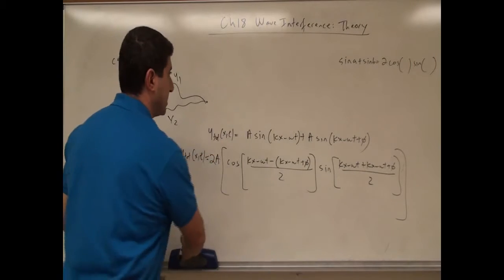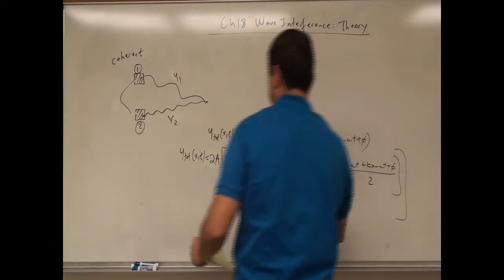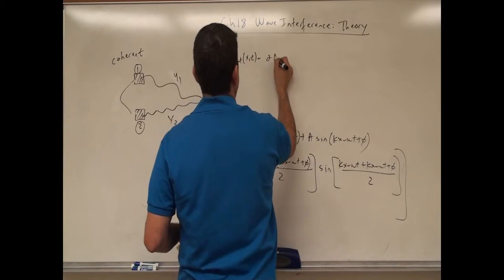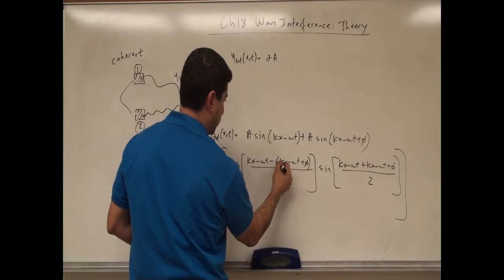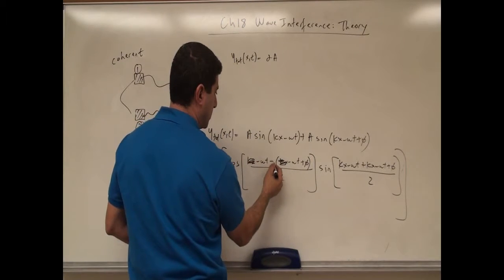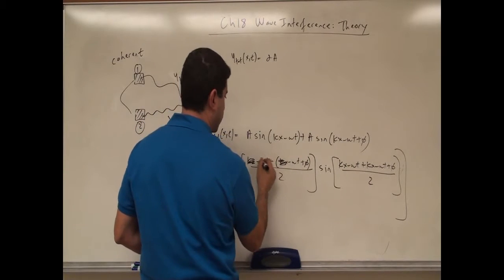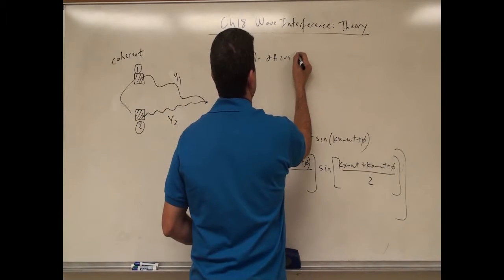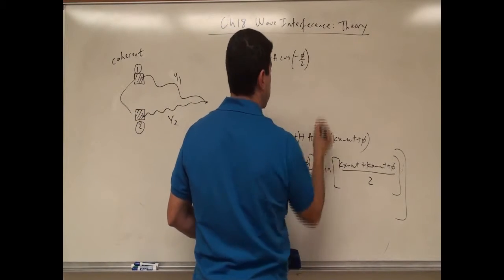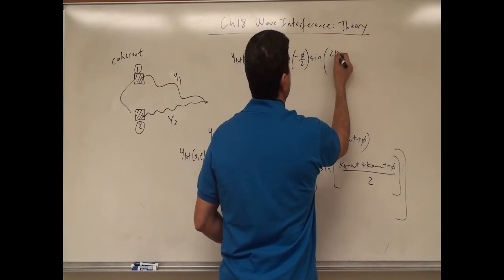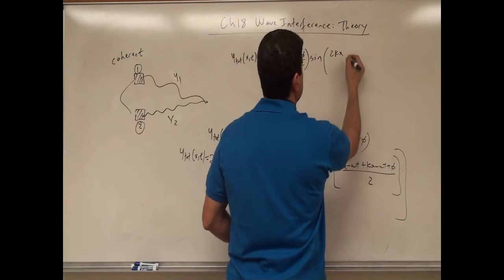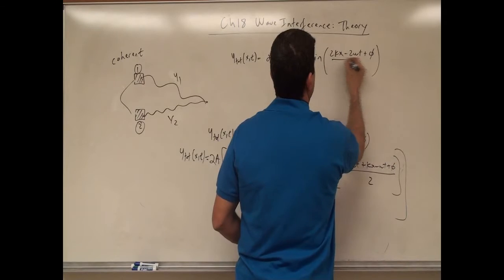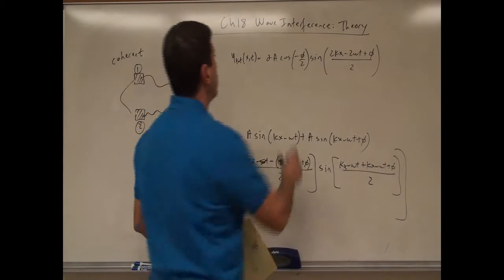Okay, and now let's simplify this and see what we get. So we have here y total (x, t) equals 2A, then what's going to happen here? The kx is going to cancel the kx, negative omega t plus omega t, so that's going to cancel. And then the negative is going to distribute in there, so it's cosine of negative phi over 2, and then sine of 2kx, negative 2 omega t, plus phi over 2. Right? And then we can simplify this.